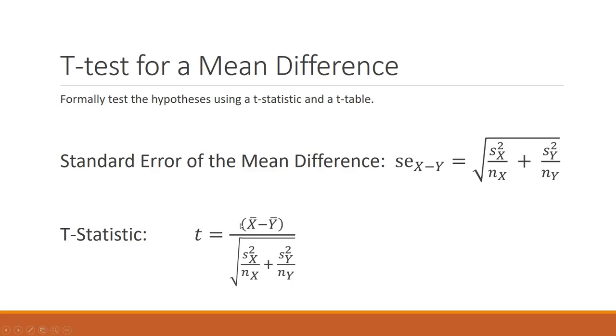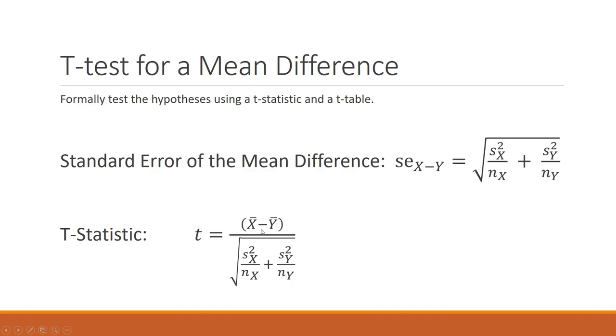So it's the difference in the means divided by the standard error of the mean difference. This is the standard error of the mean difference. It's the sample income variance for those that have a high school degree divided by the number of people in the sample that have a high school degree, plus the sample variance for individuals that don't have a high school degree divided by the number of people that don't have a high school degree. And it's the square root of that. This is the standard error of our mean difference.